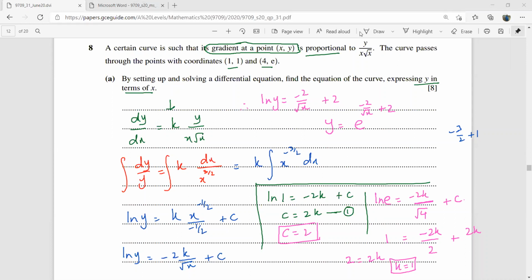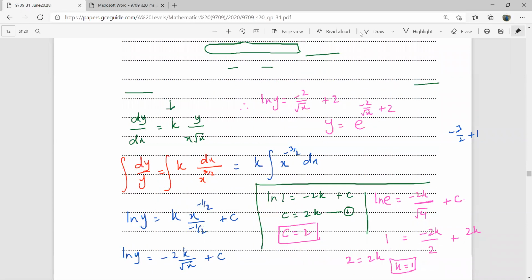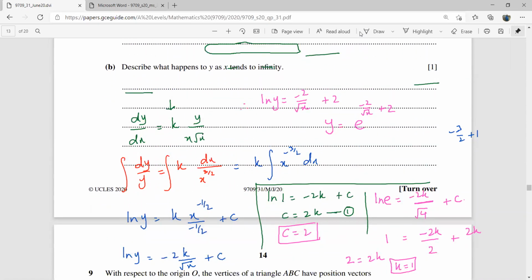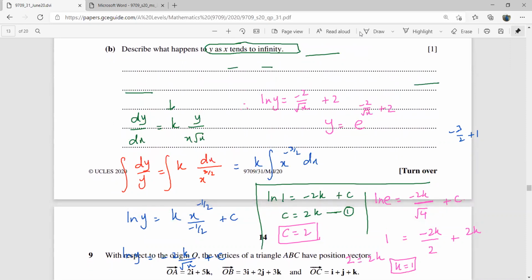Now let's see what is there in the second part. So this was again a straightforward question. Describe what happens to y as x tends to infinity. We can use this relation here instead of this. Now, when x tends to infinity, bacho, can I say that this thing will be equal to 0? So when x tends to infinity, your y would tend to e square.